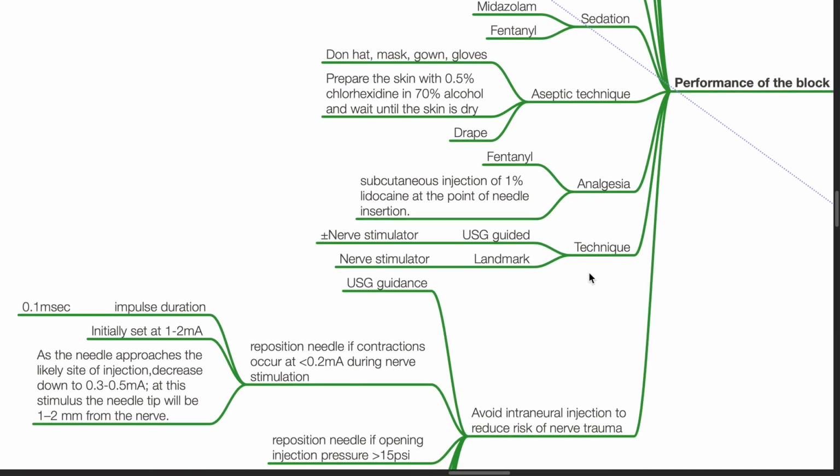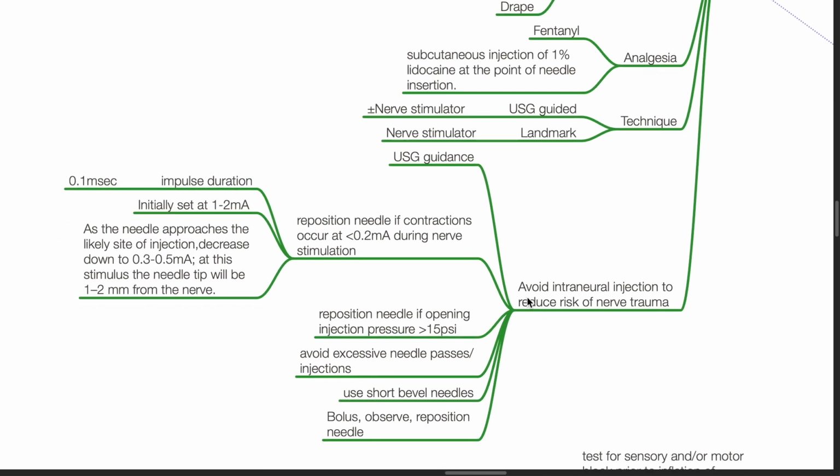Techniques include the ultrasound-guided technique with or without nerve stimulator and landmark technique with nerve stimulator. Avoid intraneural injection to reduce the risk of nerve trauma. Using ultrasound guidance, reposition the needle if contractions occur at less than 0.2 milliamps during nerve stimulation.